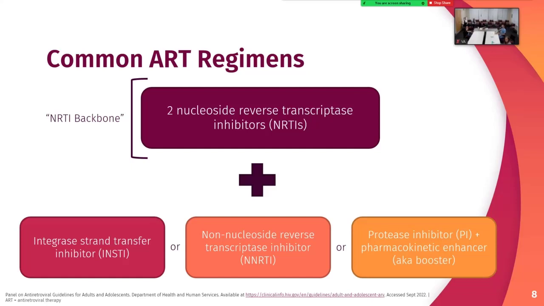And typically these are given with a pharmacokinetic booster to help increase the concentration in the blood. Protease inhibitors are associated with a lot of side effects, which we'll get into a little bit later, so they're typically reserved for last line or after INSTIs cannot be used.